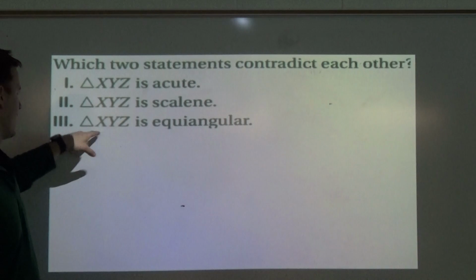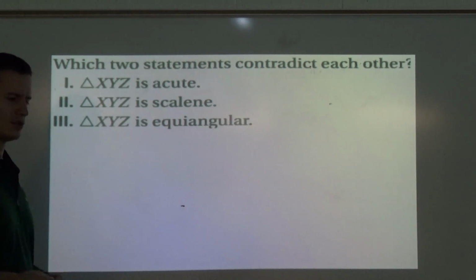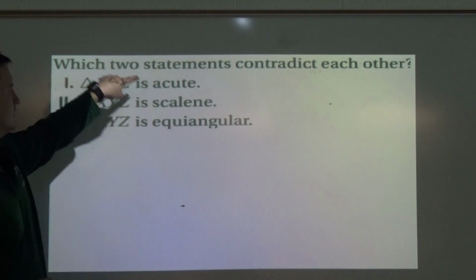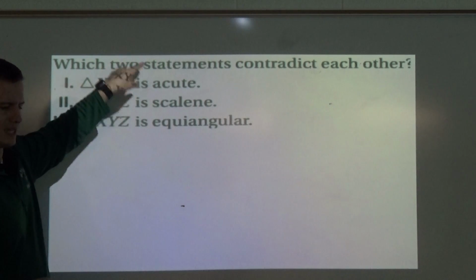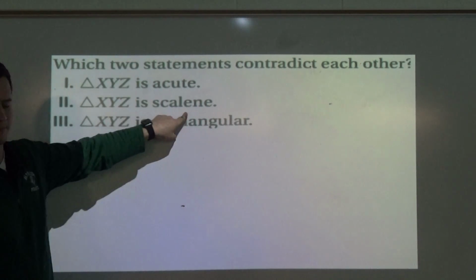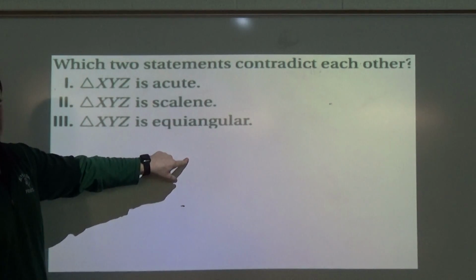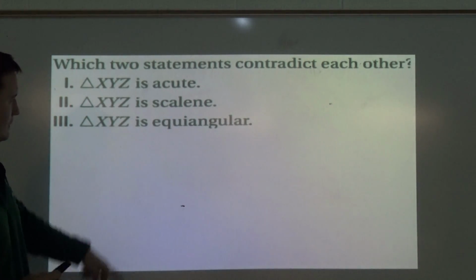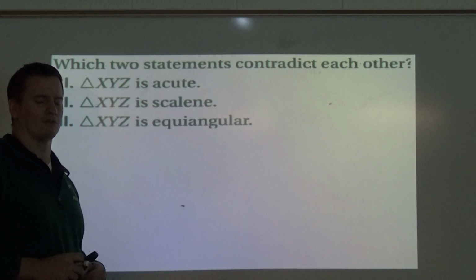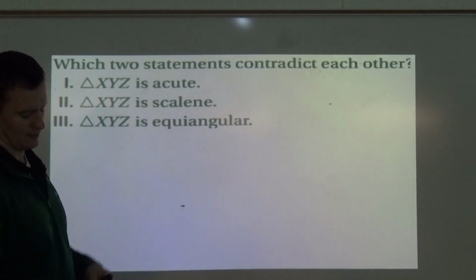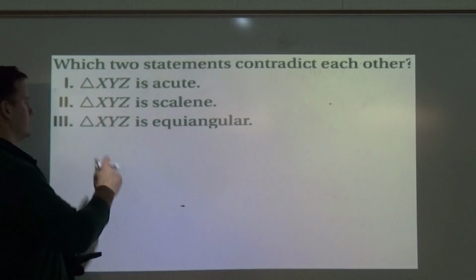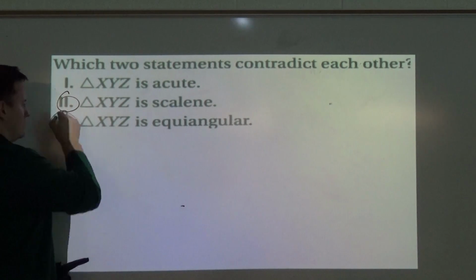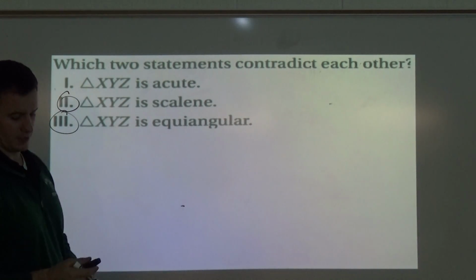Yes. XYZ is equiangular. Can you not have the different sides? Or can all your sides be different and you have the same angle? No. If you're equiangular, you're also an equilateral triangle, which means you're not scalene. So our contradiction here is 2 and 3.